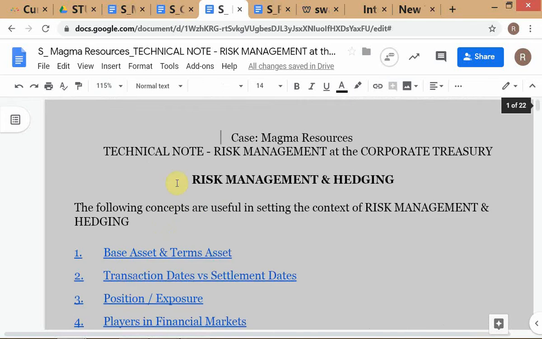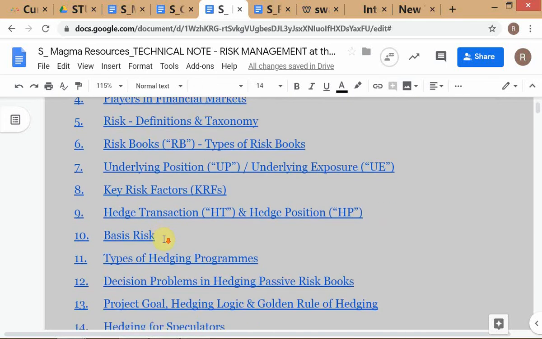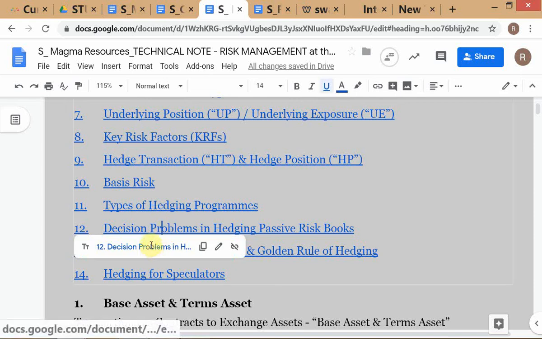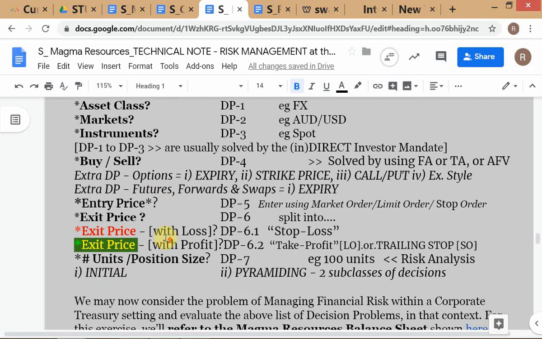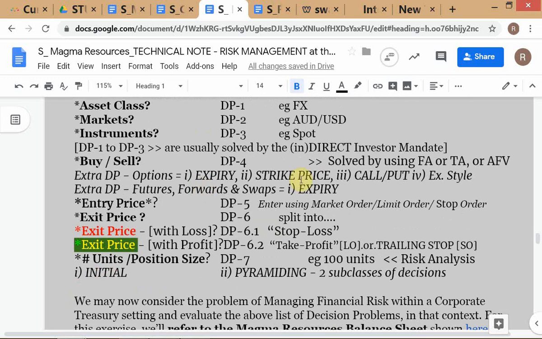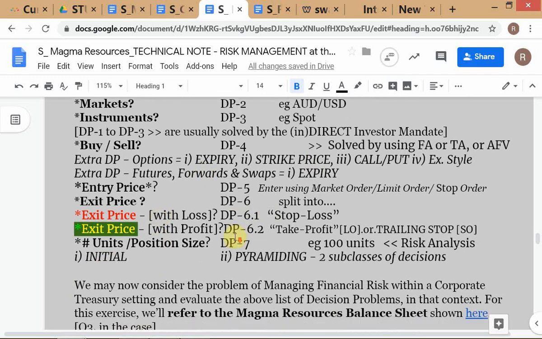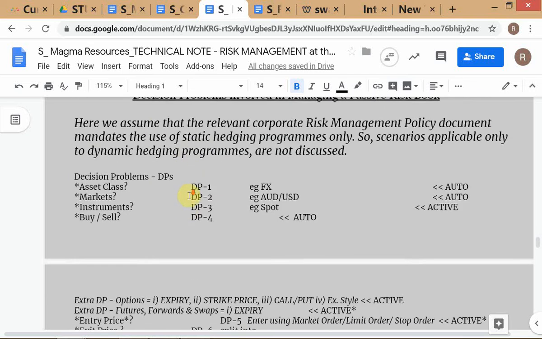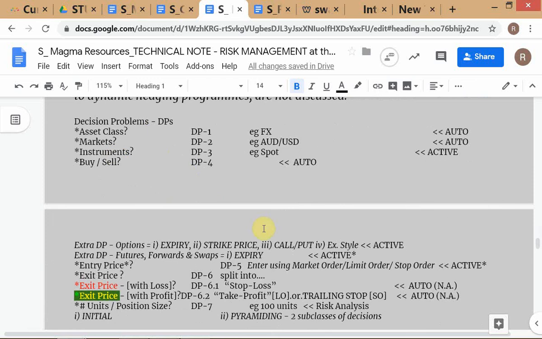Right. So if we go back to the top and we look at decision problems. Okay, so this is the original set of decision problems from managing the investment fund. Maybe I should put even this into, but anyway, we are not so concerned with this at this point. What we are doing is taking those same decision problems. I just reduced the font size to make everything fit on one page so that it's easier to understand.